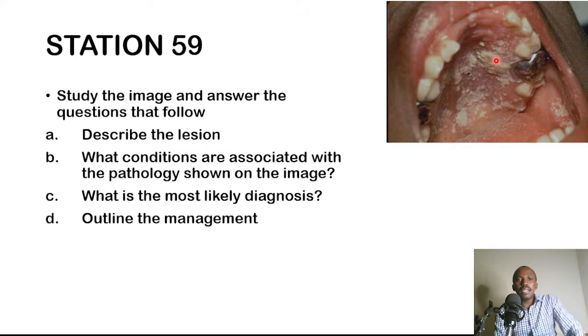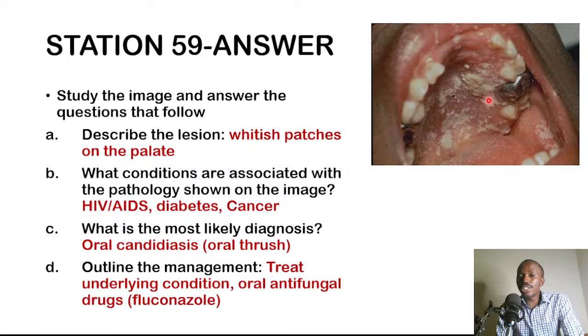Then study the image and answer the question. So describe the lesions, what conditions are associated with the pathology, what is the most likely diagnosis, outline your management. So these are whitish lesions that you can see, whitish patches on the palate and around the mouth. So this is your oral thrush or your oral candidiasis.